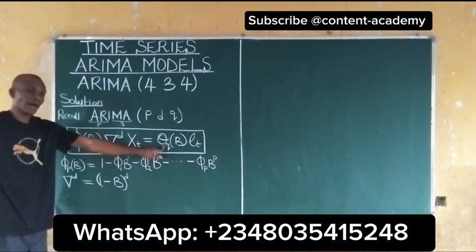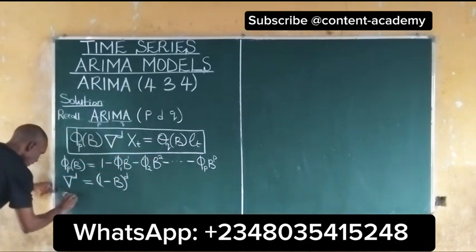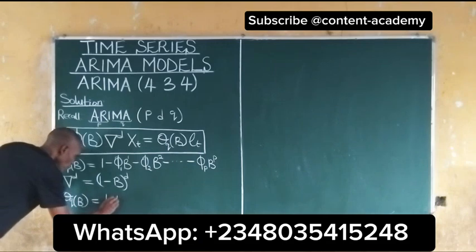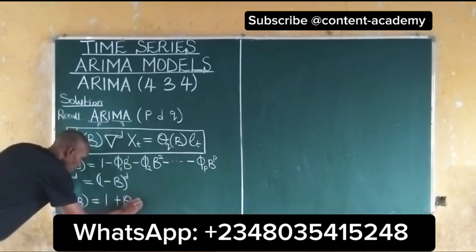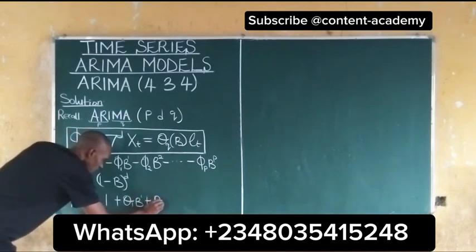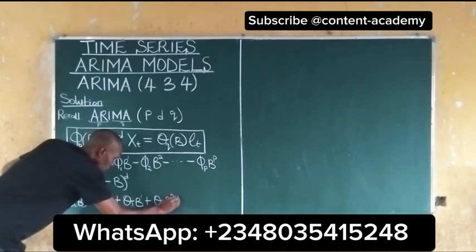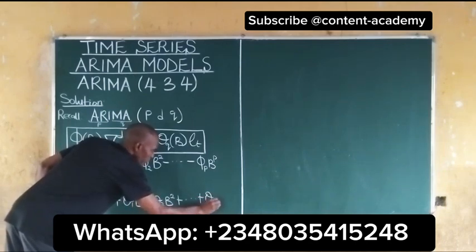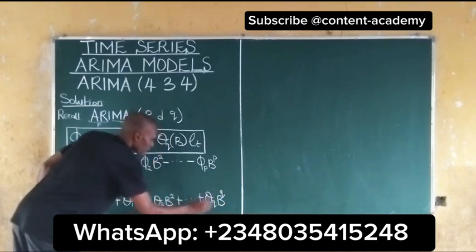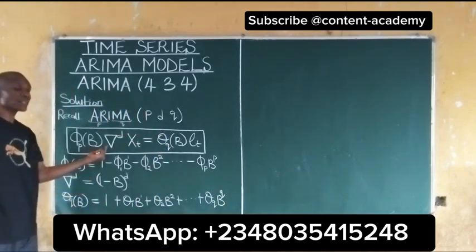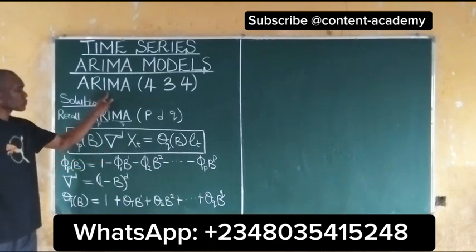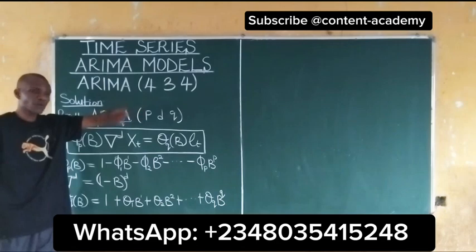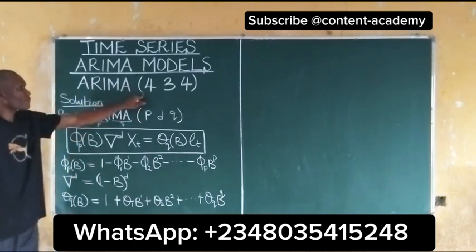Then, for our moving average part of order q, we can write theta(B) to be 1 plus theta 1 B plus theta 2 B raised to the power of 2 plus, up to theta q B raised to the power of q. So this is how we can compute the ARIMA model. Of course, what we are given here, this is how we can compute it as well. So we move over to this other side of the board to see how we can compute ARIMA(4,3,4).